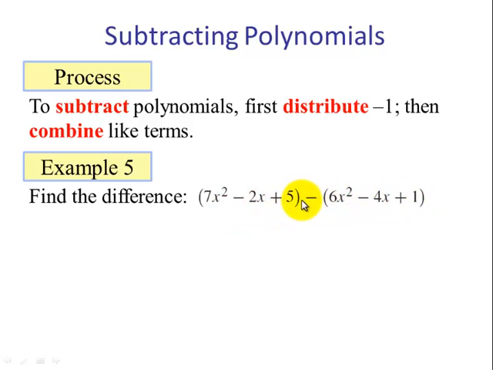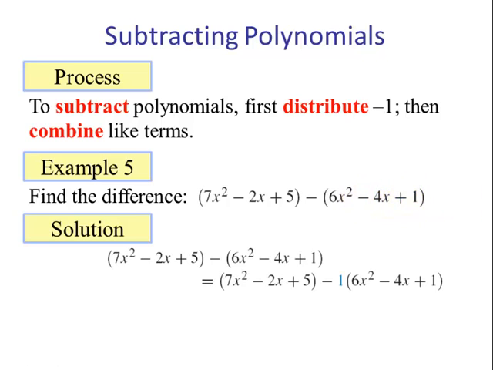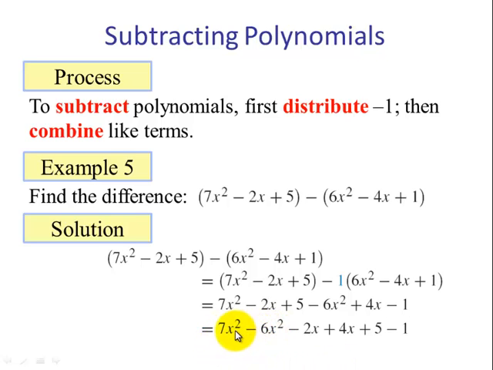So we have to distribute this negative to every single term in the second polynomial. So we will have negative 1 times 6x squared, negative 1 times minus 4x, and negative 1 times a positive 1. So that will become negative 6x squared. This will now become plus 4x minus 1. Now we combine like terms. So if we group these together, here's the x squares, here's the x's, here's the constants. We have x squared plus 2x plus 4.